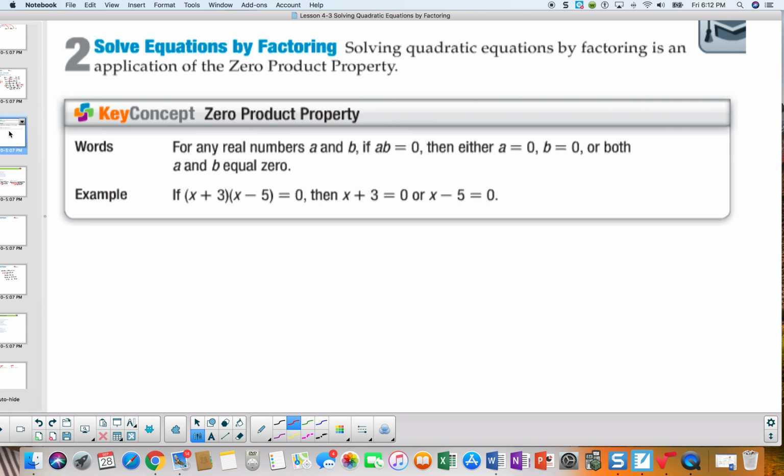Solve equations by factoring. If we're in the factored form, we can use what we call the zero product property. This says that whenever two numbers multiply to equal 0, one of them or both of them are equal to 0. So this is in factored form. We're going to set each factor equal to 0, and then we can go ahead and solve. X is equal to -3, x is equal to 5. And so we have found the solution.